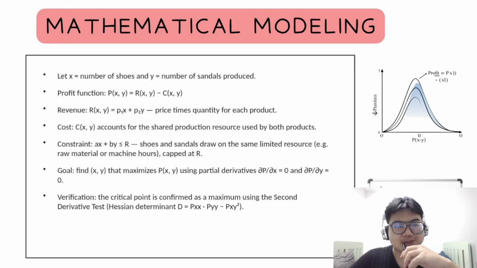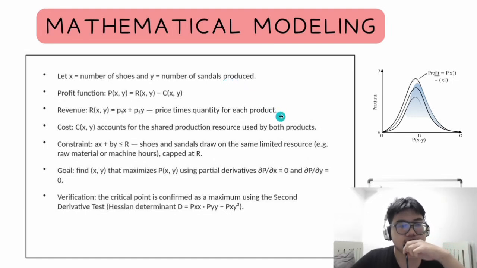Now I will proceed to the next topic, which is mathematical modeling. Imagine you run a factory that produces two things at once, which is shoes and sandals. You want to maximize profit, but raw materials and machine hours are limited. So how many shoes and sandals should you actually produce to get the most profit possible? In this video, I will walk you through how multivariable calculus answers that question using a simple mathematical model.